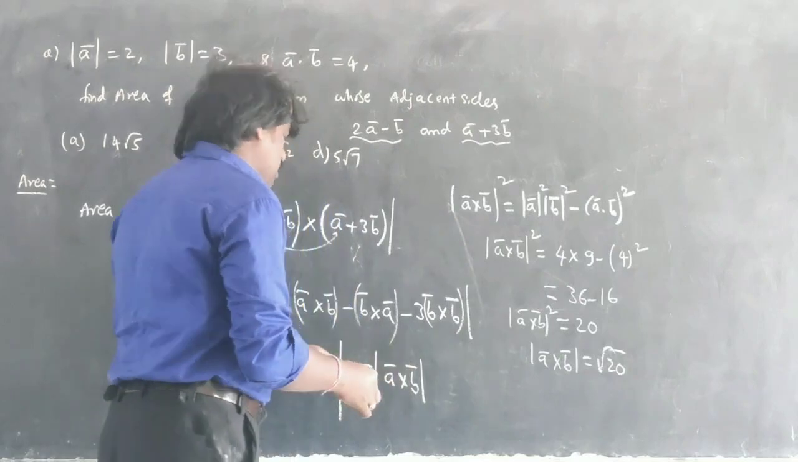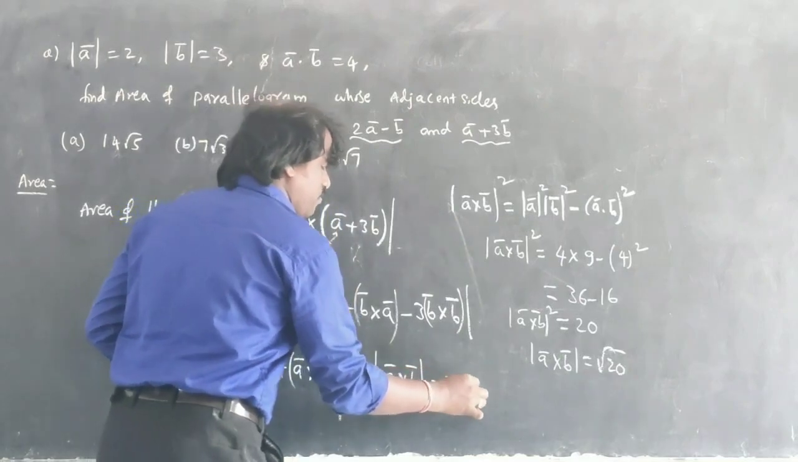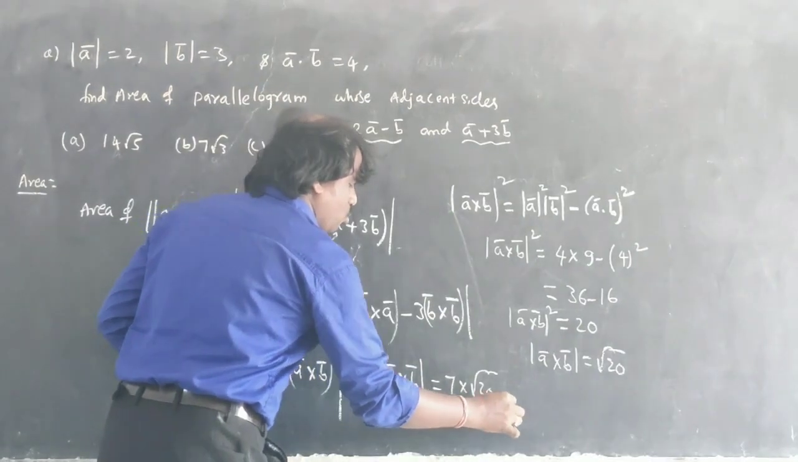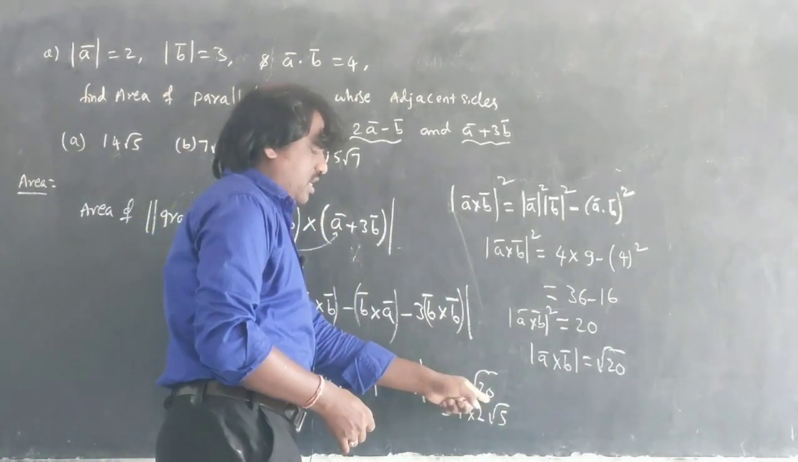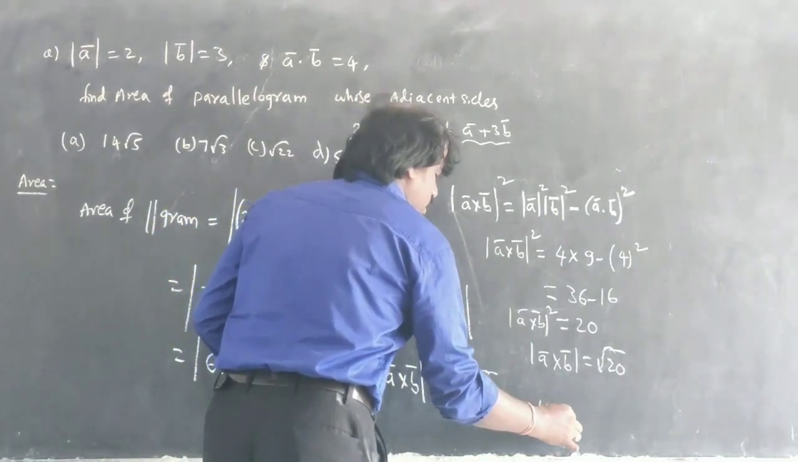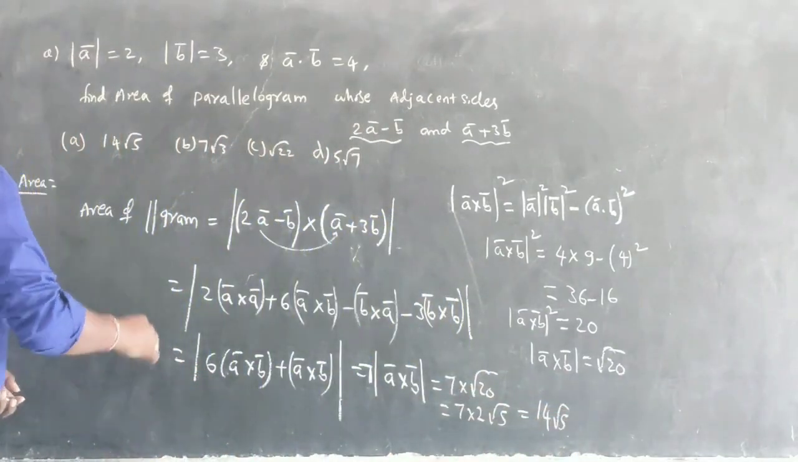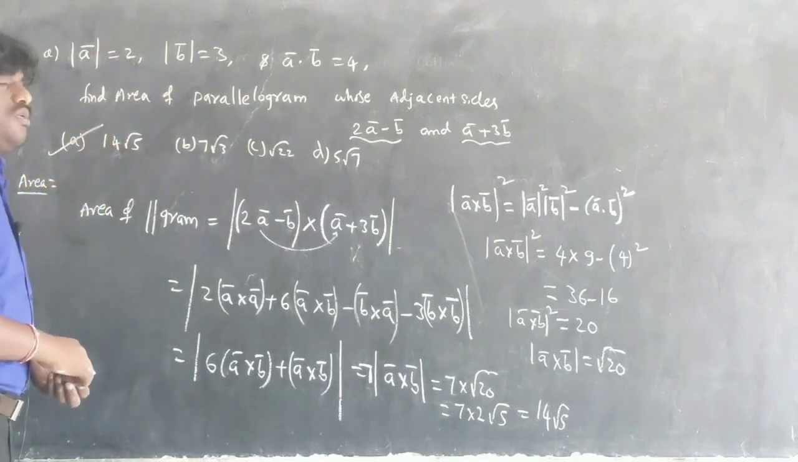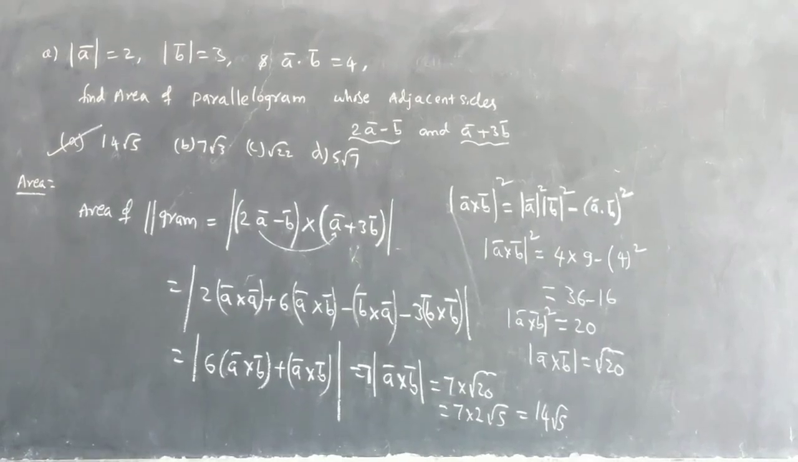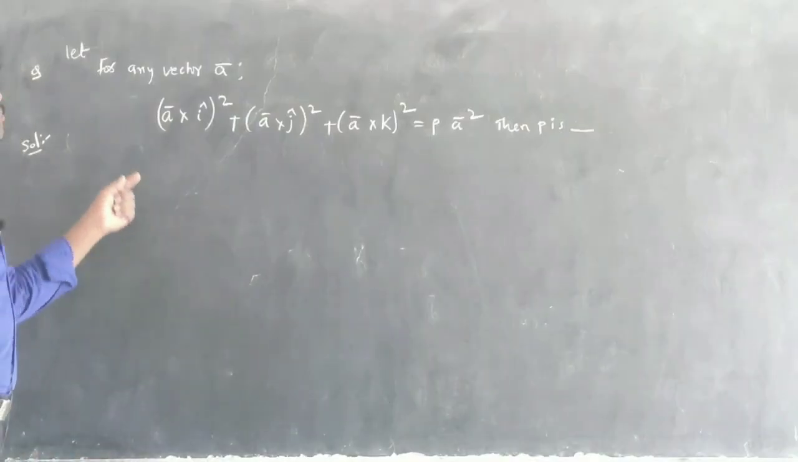So now the answer will be 7 times root 20. I can write 7 times 2 root 5, since root 20 is 2 root 5. That value will be 14 root 5 is the answer. So your answer A is right. This is the way to do this problem. Let us go for another question. Let us solve another question.